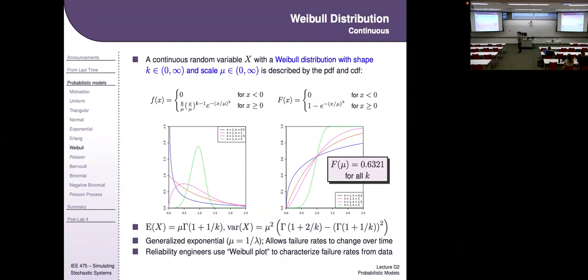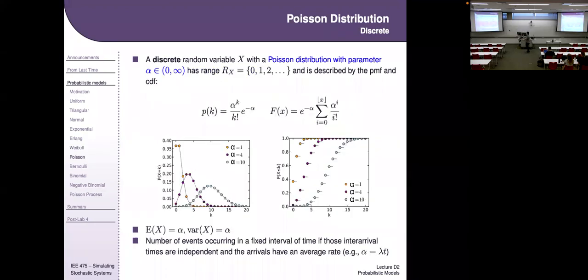The other exponential friend that we need to talk about is discrete, and that's the Poisson distribution. A lot of students confuse the Poisson and the exponential because they're so related. But Poisson is discrete, it's a count. An exponential is continuous, it's a waiting time. So what is a Poisson?